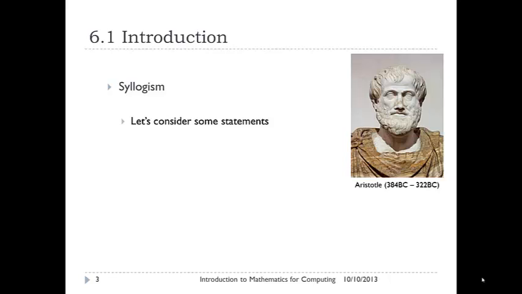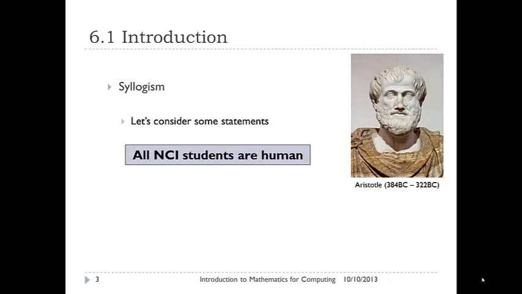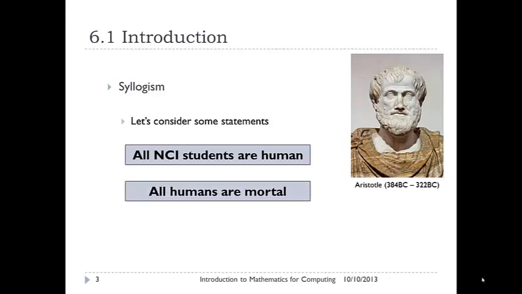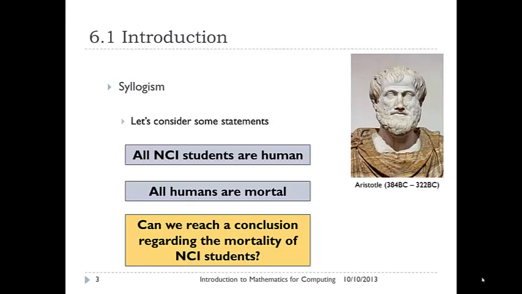So let's take an example to commence with, and we'll see how this idea of a syllogism can be formulated. So let's start off with two statements. The first statement is that all NCI students are human, which I believe is the case. The second statement we will consider is that all humans are mortal. And the question we then need to ask is, can we reach a conclusion regarding the mortality of NCI students? This is where this idea of a syllogism comes in.